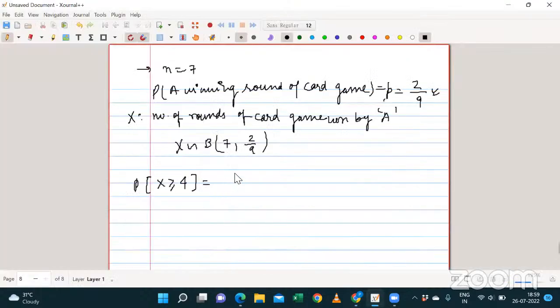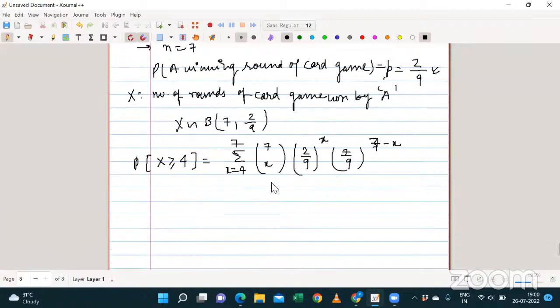Yes, sir. That means I have to add the summation from X equal to 4 to 7 of 7CX times (2/9) raised to the power X, and (1 minus 2/9), that means (7/9), raised to the power 7 minus X. Yes, 7 minus 4, 3.